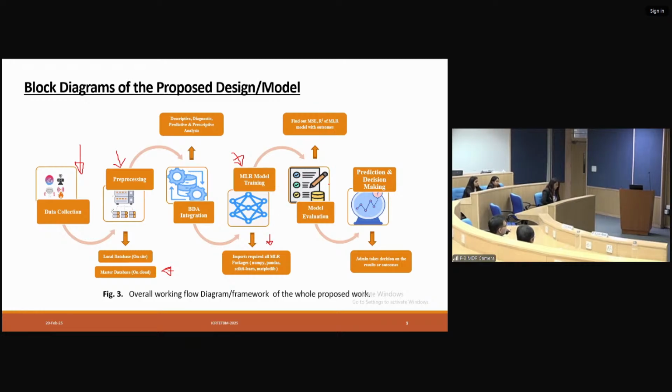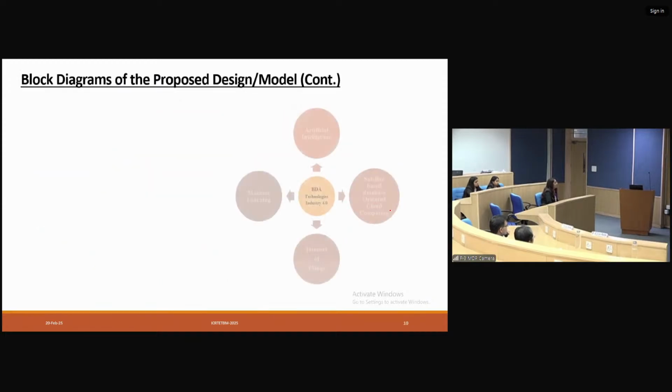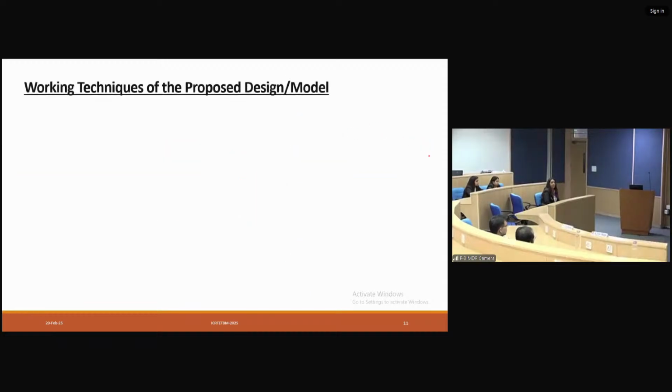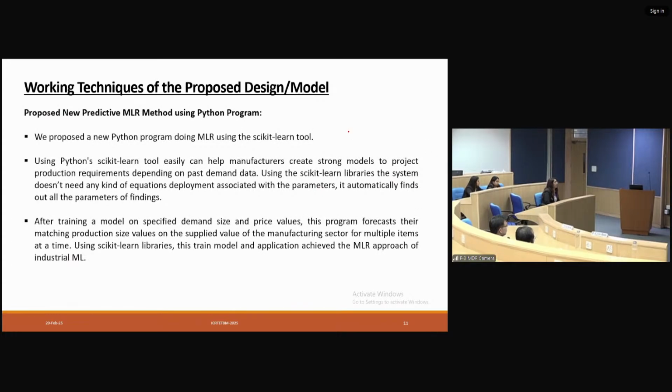After that, the model evaluation is based on the MSE, that means mean square error, and R square of the model, and then finally prediction by the admin, and the admin can take the decision on the results or outcomes. These are some emerging technologies that we know, and I already discussed them before. Here our main work is focused on the predictive MLR method using a Python program.